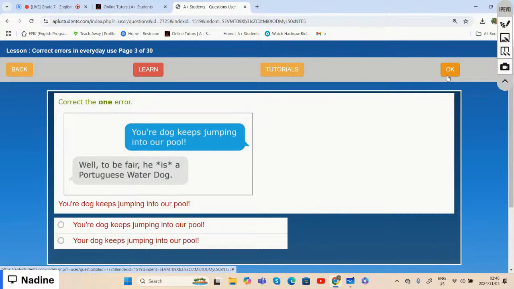All right, and okay, this is the last one. It says, your dog keeps jumping into our pool. Well, to be fair, he is a Portuguese water dog.